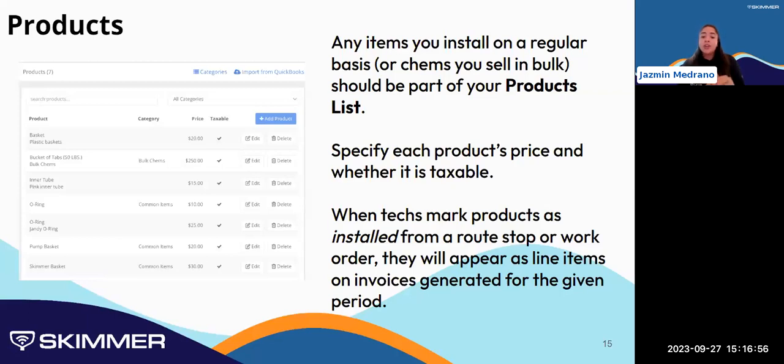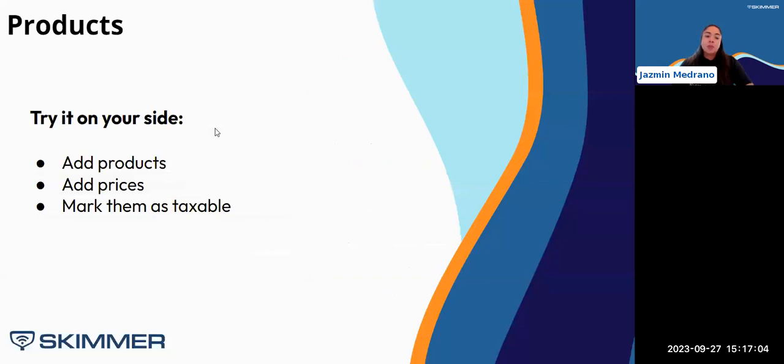So I'm going to have you try that on your side. If you have any products that you need to add that you sell on a regular basis to your customers, you carry around in the trucks, go ahead and add them to your products list, add prices to those, and if they are taxable, go ahead and mark them as taxable. So I know some of you guys have big product lists. Right now, I'm going to give you 2 minutes. At 19 after the hour, we're going to move on.